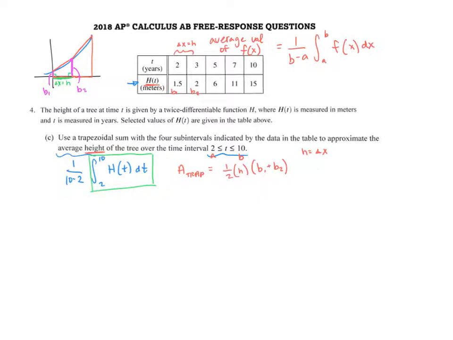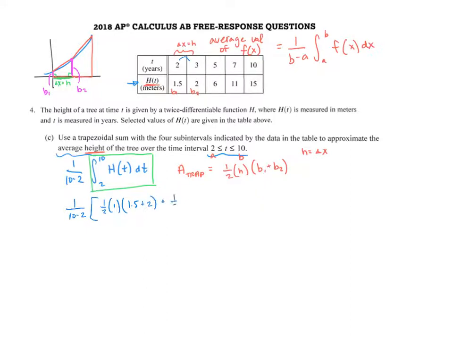So, let's do it. Let's approximate. That's going to sit out in front because that's how I know it's an average. And then my trapezoids, I'm going to have 4 of them. My first one is going to be 1/2, and the height is going to be delta x. So the height is going to be 3 minus 2, 1. And then my 2 bases will be 1.5 and 2. 1.5 can be base 1, and 2 can be base 2. All right, so there's one trapezoid.